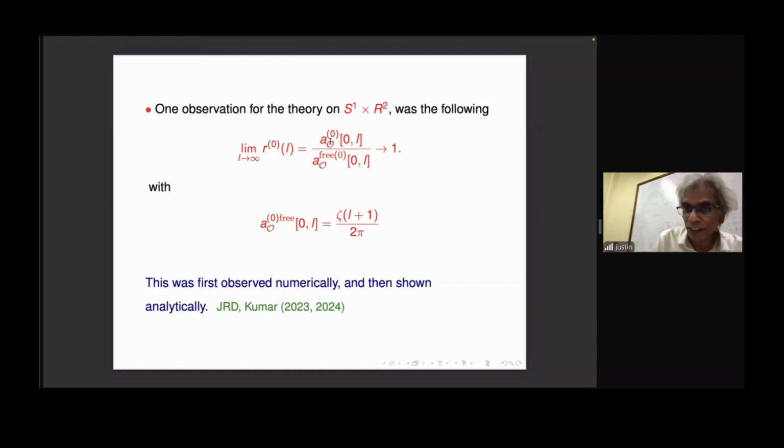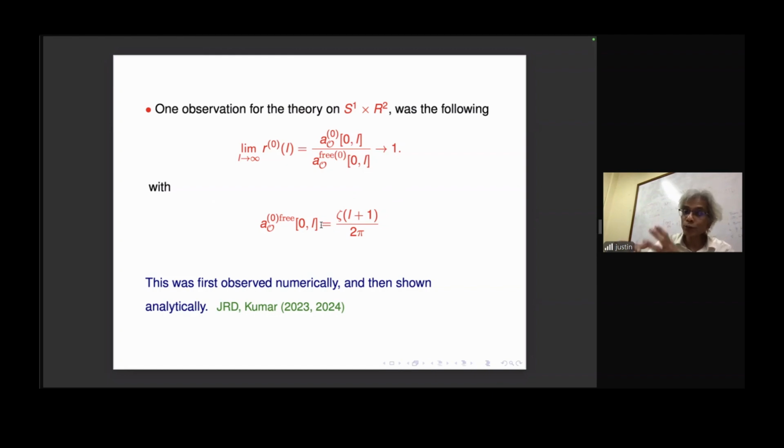So this is the non-trivial fixed point 1-point function of the spin L current to the free spin L current, and take the spin to infinity. If you do that, we notice that it goes to 1. So basically, as the spin increases, higher spin operators behave more and more like a free theory, though we are at the non-trivial fixed point. It was initially observed numerically, then we showed it analytically later.